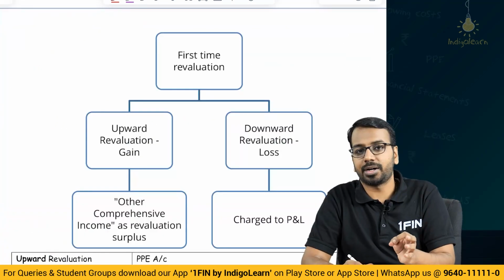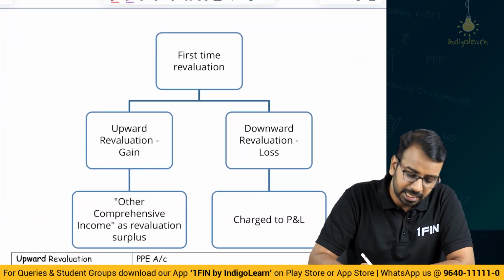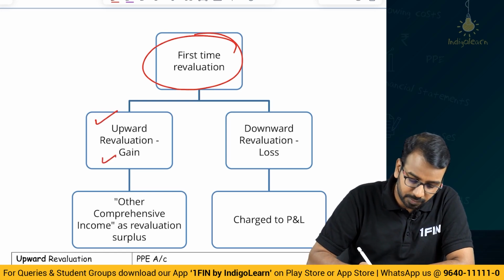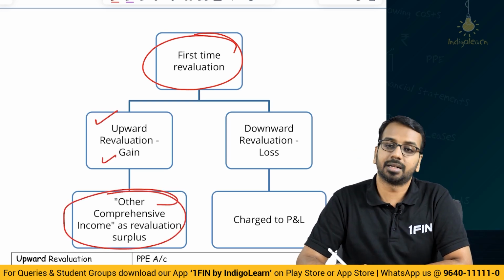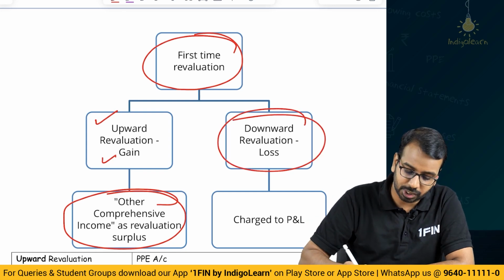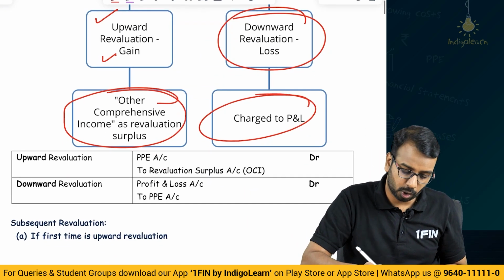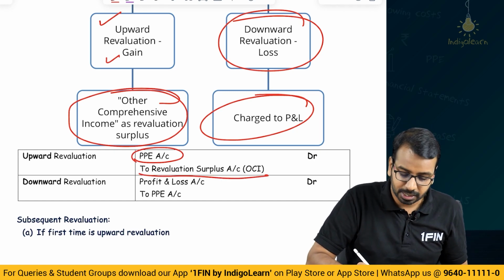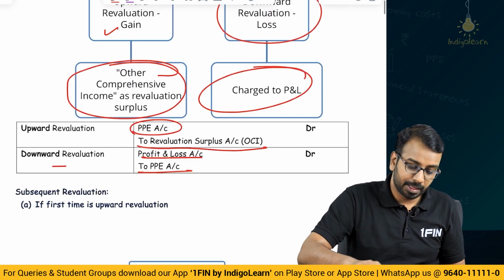Now the most important thing is how do we treat revaluation? If it is first time revaluation and if it is an upward revaluation and there is a gain, we will credit it to other comprehensive income as a revaluation surplus. Then if it is downward revaluation, if it is a loss, then charge to P&L. This is for the first time. So upward revaluation, increase the value of PPE, credit to revaluation surplus; downward, P&L to PPE.